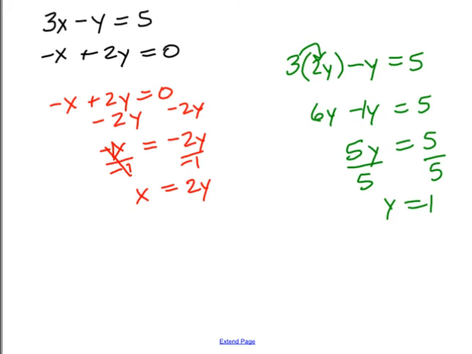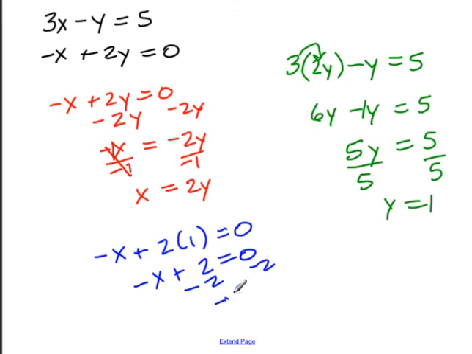So now I can take that and plug it in and say the opposite of x plus 2 times 1 equals 0, which is our second equation here. So the opposite of x plus 2 equals 0. I'm going to subtract 2 from each side. Opposite of x equals negative 2. And again, I can divide by negative 1 and find out x equals 2. So my coordinate is 2 for x, 1 for y.